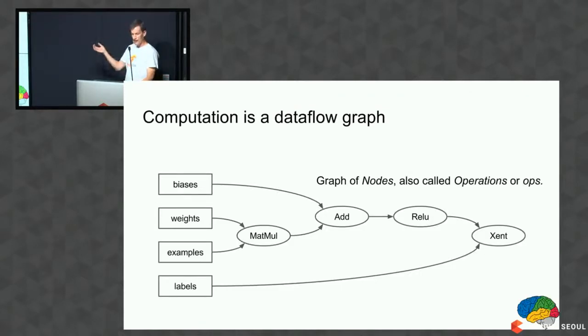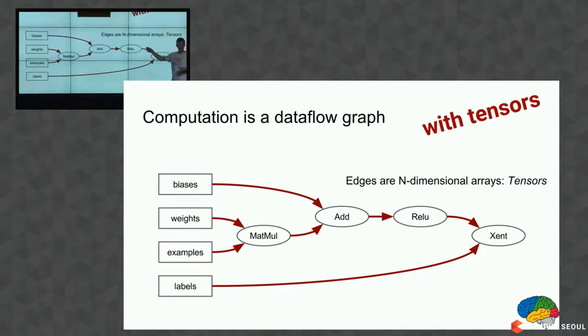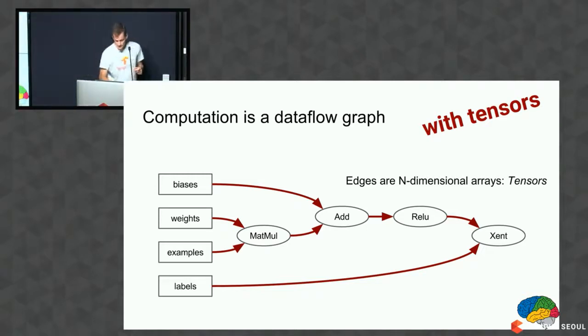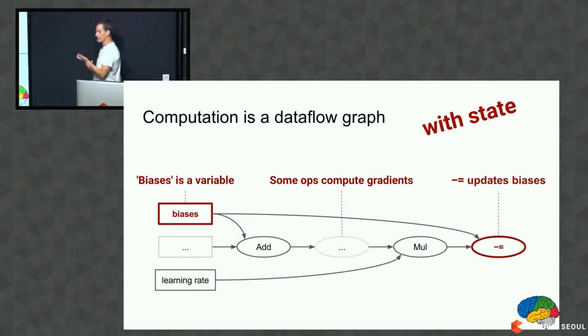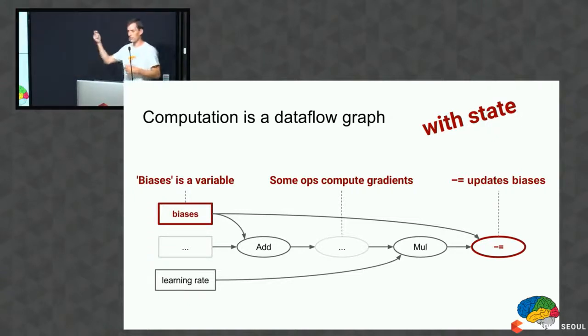So the computation is a data flow graph, and the things that flow along the edges in this graph are tensors, so n-dimensional arrays. Think of it like a 2D floating point matrix or a 1D integer vector or things like that. And the traditional data flow model is purely functional. We've augmented it so that you can have state in some of the nodes. So bias is there as a variable. We're going to do a bunch of computation and maybe compute some adjustments we'd like to make to the bias node, and then we can have a node here that updates state in the graph. And that's how you typically represent parameters in these machine learned models.